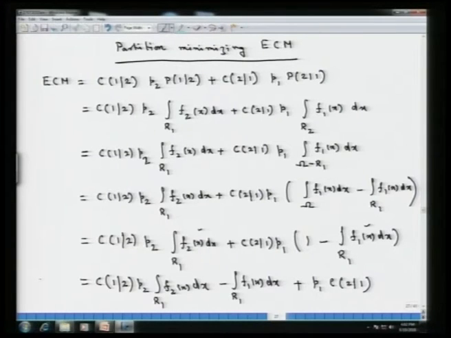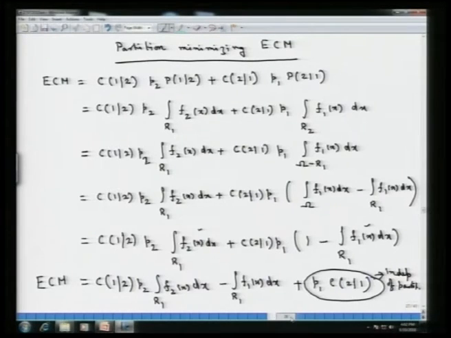What is to be noted in this expression for the expected cost of misclassification is the following: this is a term which is independent of the partition. And hence, when we look at the optimum partition, R1 opt, R2 opt, this is not going to play any role when we are trying to minimize the expected cost of misclassification with respect to the partition, that is, with respect to R1 and its complementary region in the sample space.